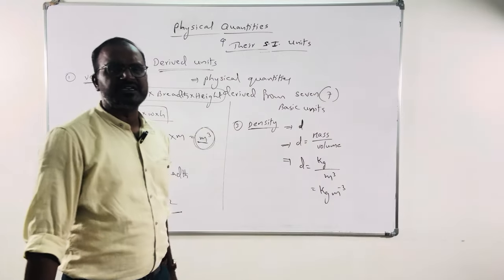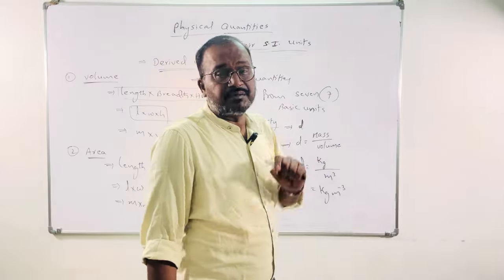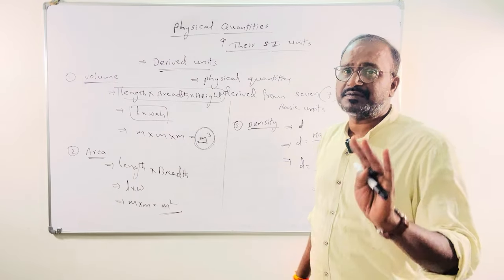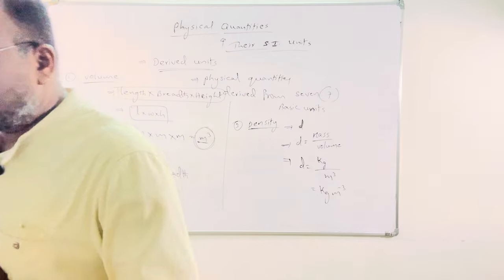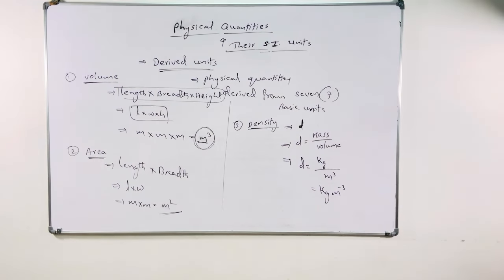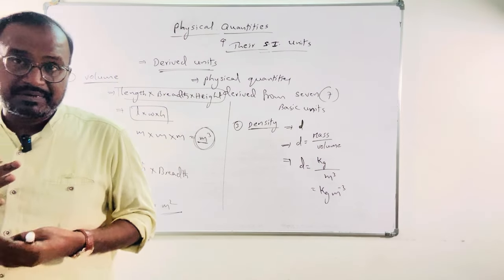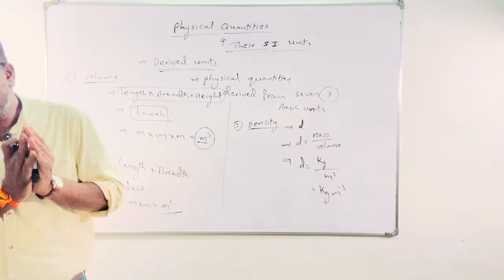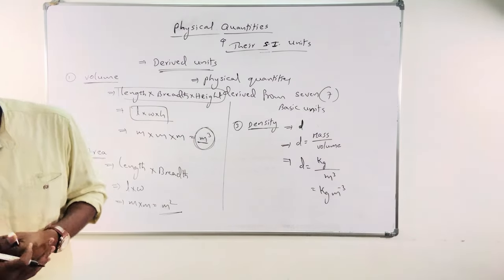Generally, density will be given in CGS units, grams per cc, but it is better to convert that into kilograms per meter cube, because grams per cc we should not use for numerical calculations. SI units are kilograms per meter cube. Like that, we have the next properties. Acceleration is one of the derived units that will be calculated by the formula velocity by time.